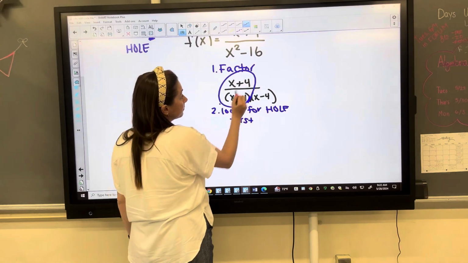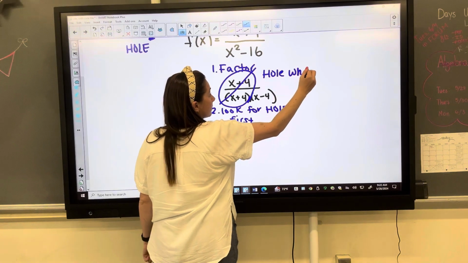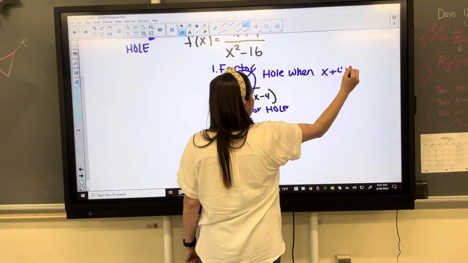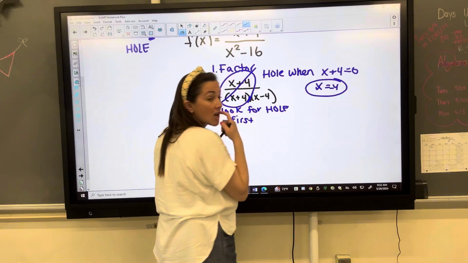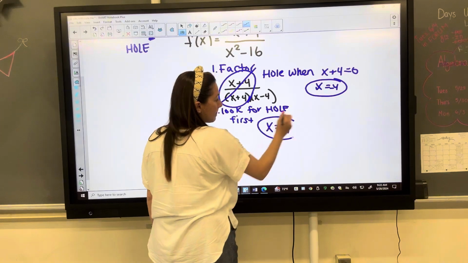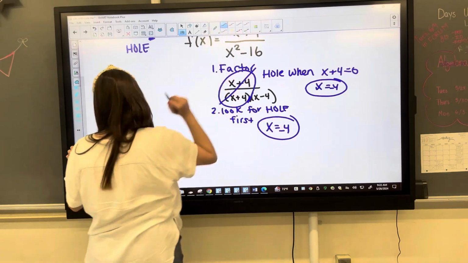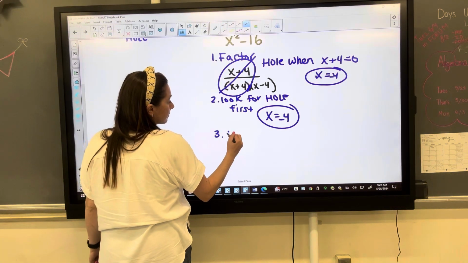So x plus 4 repeats on the top and the bottom. Cross it out. That means there is a hole when x is equal to negative 4, because if you set x plus 4 equal to 0, you're going to get x is equal to negative 4. If we wanted the y value of the hole, we would just plug it into what is remaining, and that's going to give us the y value of the hole. Now what we're going to do is rewrite what is left.